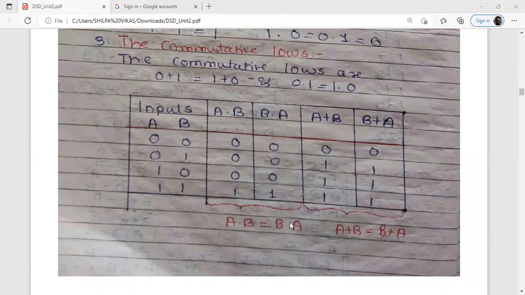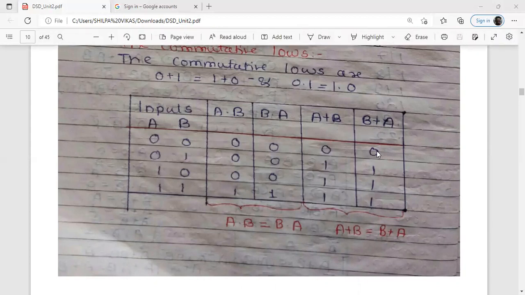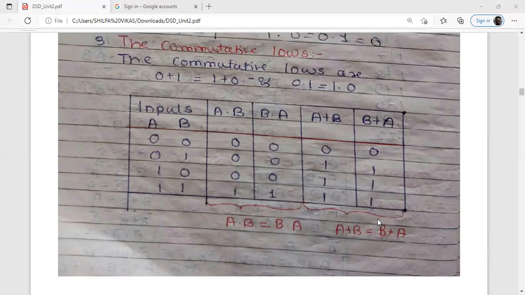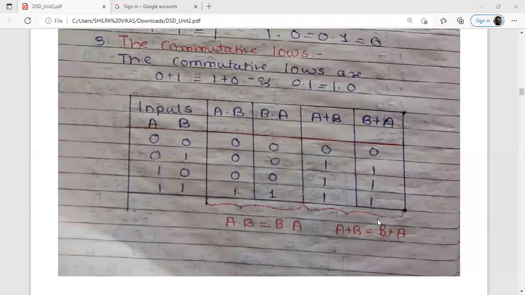Then the second commutative law, A plus B is equal to B plus A. For A plus B, we are adding these two inputs. So 0 plus 0 is 0, 0 plus 1 is 1, 1 plus 0 is 1, and 1 plus 1 is 1. So we are getting values 0, 1, 1, 1. And if I add B plus A, then again I am getting the same values. So with the truth table, we can say that the commutative law is proved.